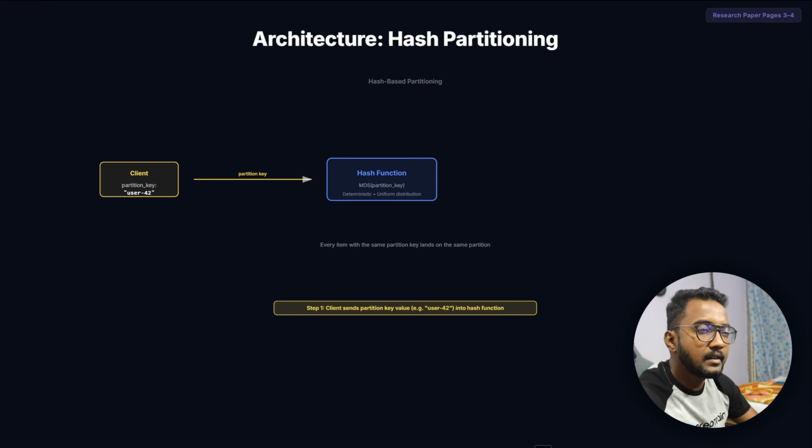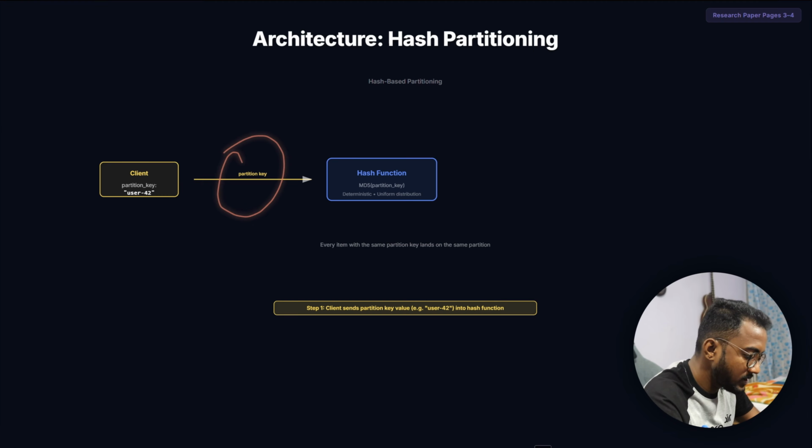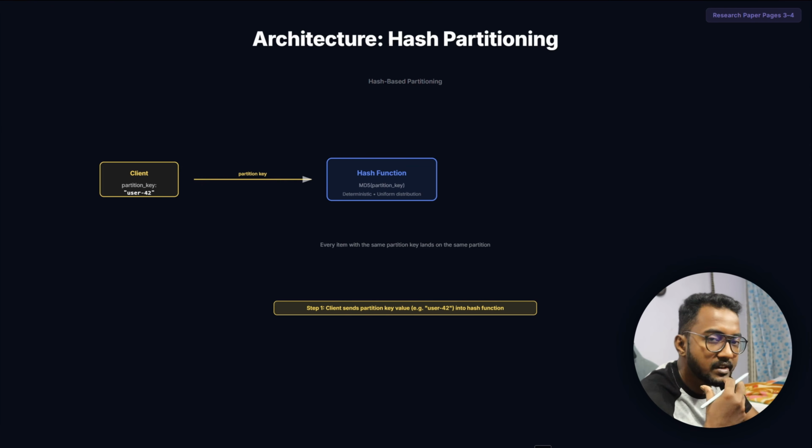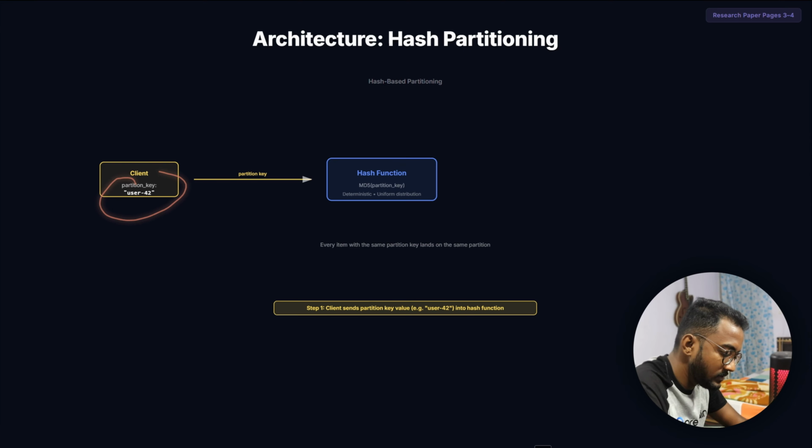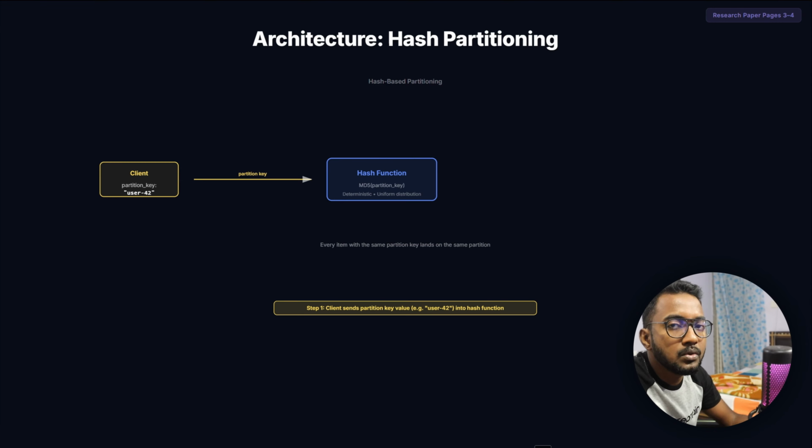In hash partitioning, the most important thing is the partition key, of course, because that is what decides where the item will go. This partition key is generated by a hash function. Let's say the partition key was a user ID. So user 42 is of course not a valid address, right?